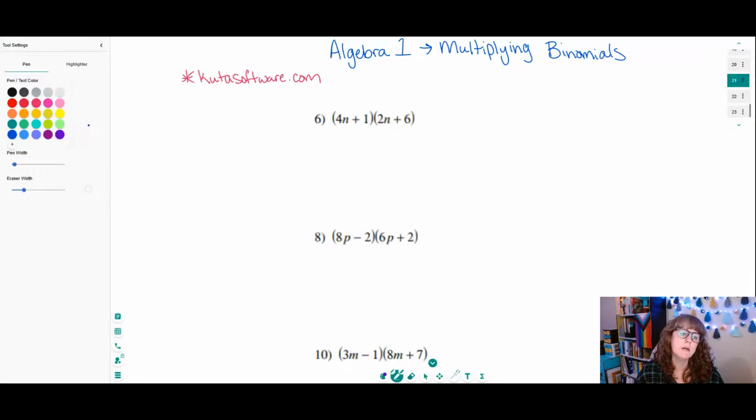Okay, we are back. We're using software again on this one. It's in the Algebra 1 section. Pretty easy to find multiplying binomials in sections dealing with polynomials. In fact, I can probably look that up and show you. So here's the Algebra 1 section.